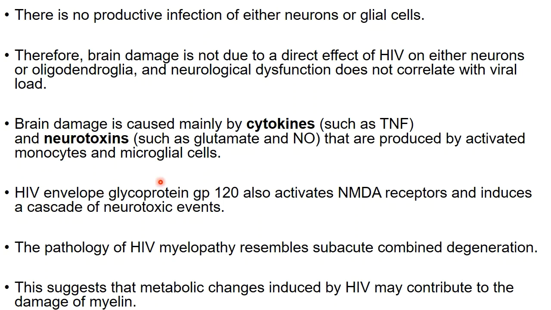The HIV enveloped glycoprotein, that is GP120, also activates the NMDA receptors and causes characteristic oxidative stress and neurotoxic effects, resulting in neuronal necrosis and hypoxic neurons, or for that matter, the red neurons, as we had discussed. The pathology of HIV myelopathy resembles subacute combined degeneration. This suggests that metabolic changes induced by HIV may contribute to the damage of the myelin as well.